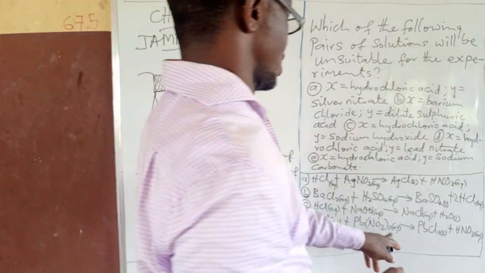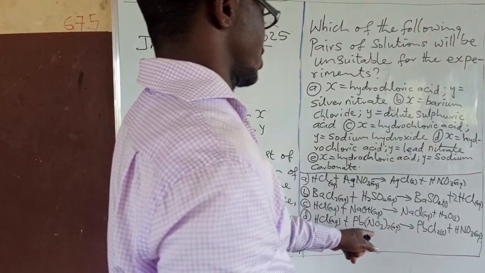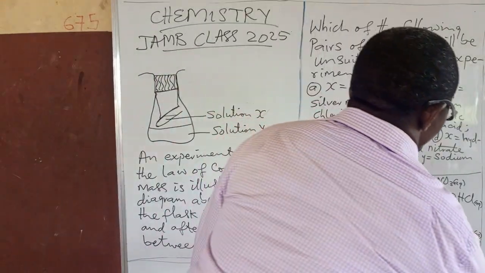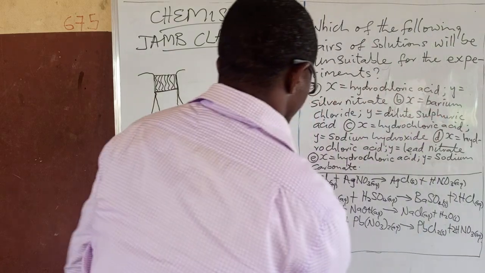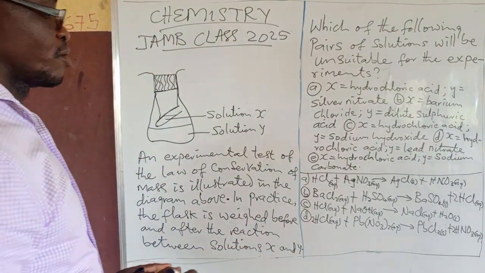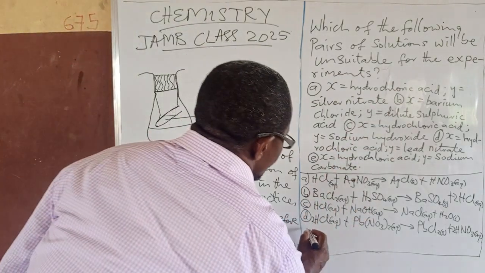Okay, I'm not sure that equation is balanced. One here, one there. NO3, NO3. If I put two here, I think that's okay.